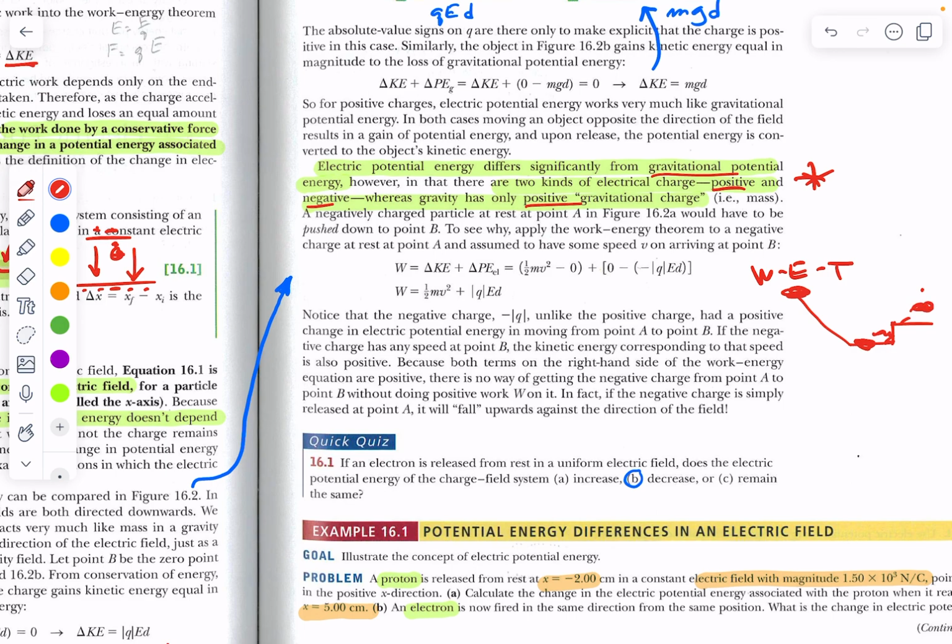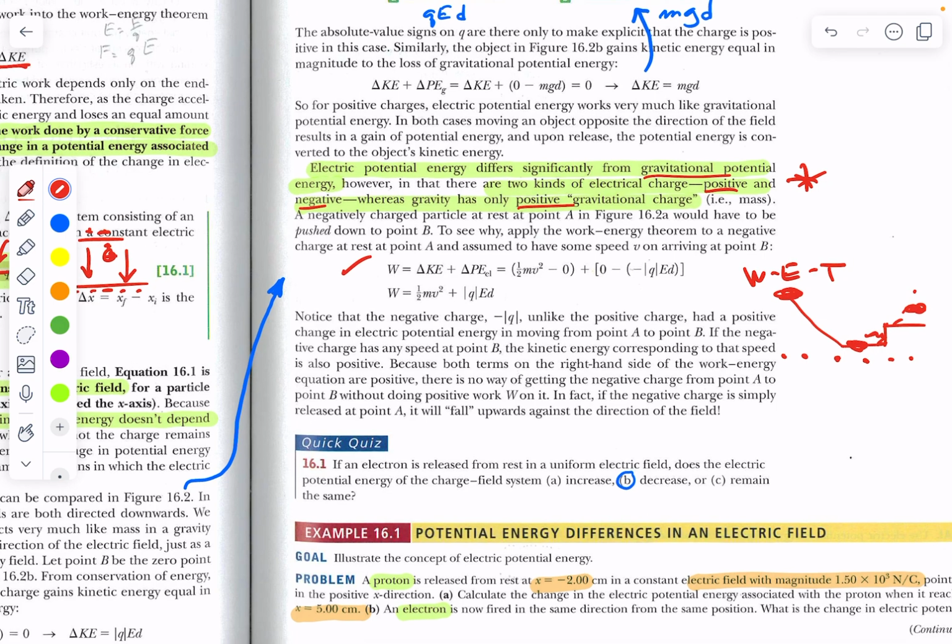And we'd use the work energy theorem so that the total amount of work and energy at any place along the problem is going to be a constant. And we can do the same thing here. The total change in kinetic energy plus the total change in potential energy will always be a constant.